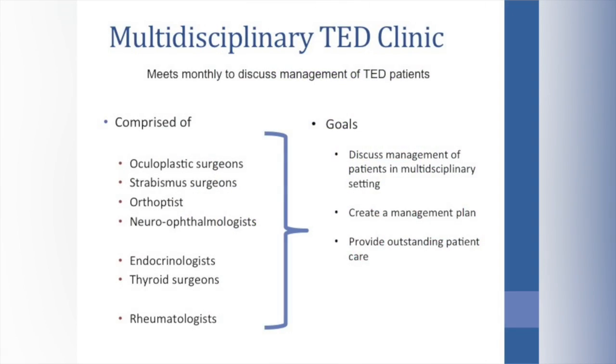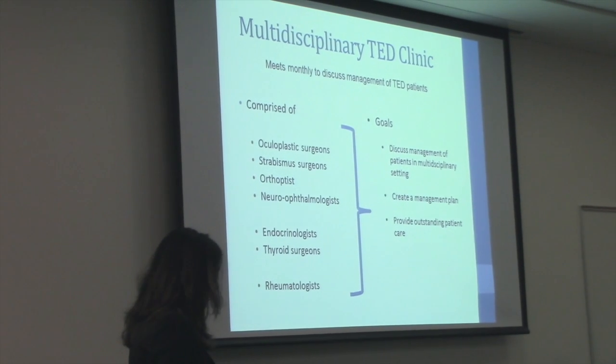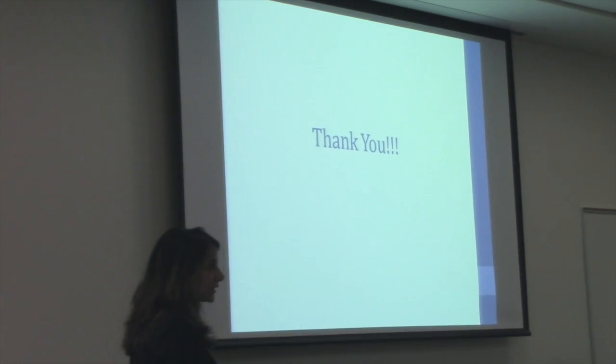So monthly we have what is called a multidisciplinary thyroid eye disease clinic, where we get together, actually here at the Kellogg Eye Center, and talk about you guys, talk about patients that we see, and come up with a multidisciplinary way of managing patients. We create a management plan, and hopefully we are able to provide better care for our patients by having a coordinated approach. So that's a little bit about what we do and what thyroid eye disease is.